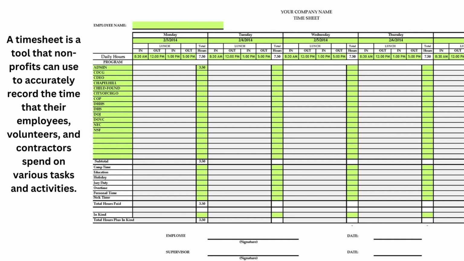To effectively use a timesheet, it is important to set clear guidelines for how time should be recorded. For example, should time be recorded in 15-minute increments or rounded to the nearest hour? Should volunteers be required to record the specific tasks they are working on, or just the total amount of time they are spending? The answers to these questions will vary depending on the specific needs of the organization, and it is important to consider them when setting up a timesheet system.